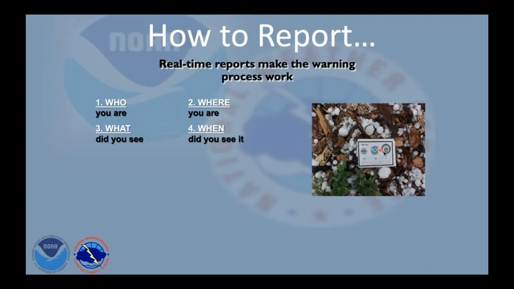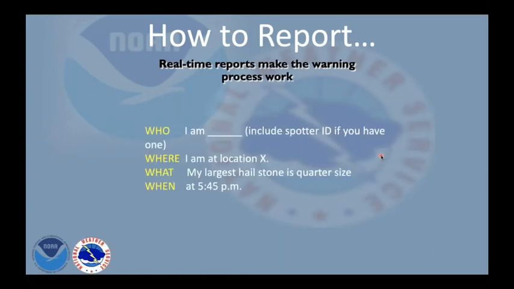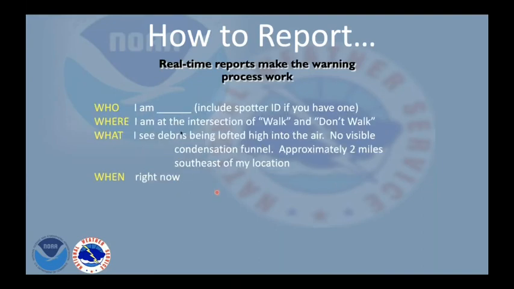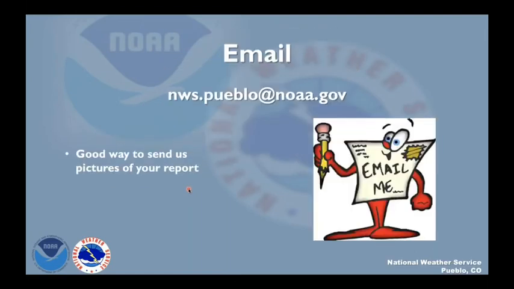There's the hail card doing its function. Beautiful. To beat a dead horse: I am blank. I'm at here. My largest hailstone is a quarter sized, and this was at 5:45 p.m. I am here. Walk and don't walk. That's the intersection. I see debris being lofted in the air. No visible condensation funnel. Approximately 2 miles southeast of my location. When? Right now. So just a basis of what to tell us when you're on the phone with us.